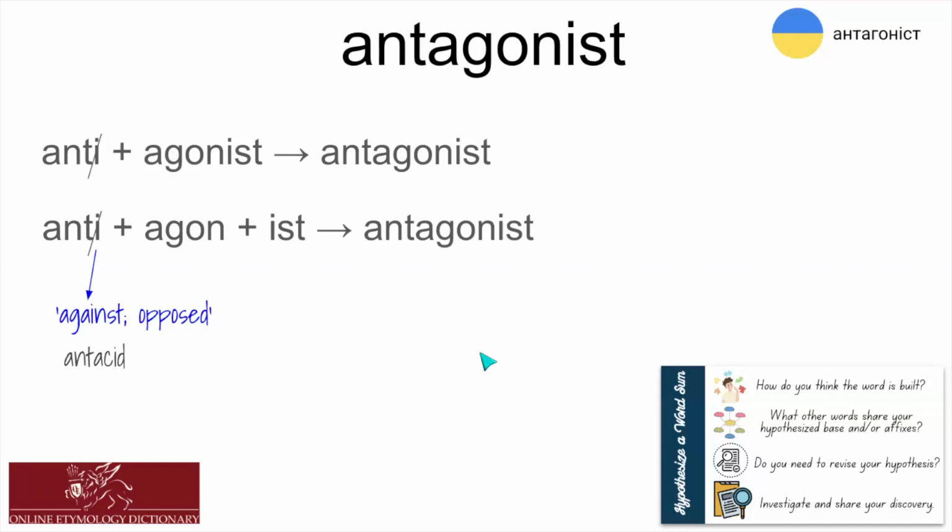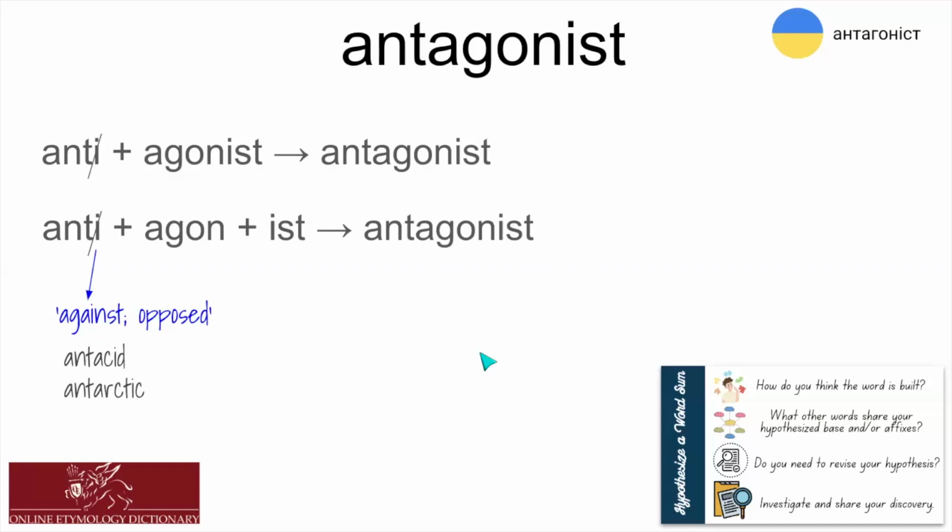And I came up with antacid. So when you got heartburn and your parents need to take a Tums, that's an antacid. It's something that's fighting against the acid in your stomach. Or Antarctic, it's the opposite of the Arctic.